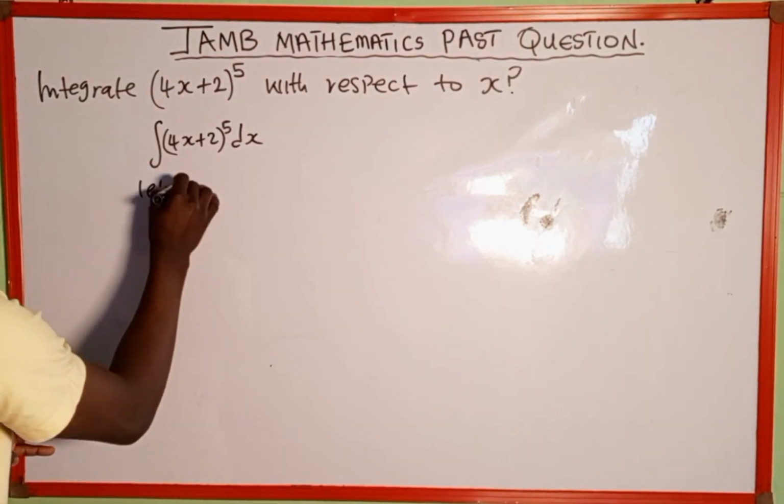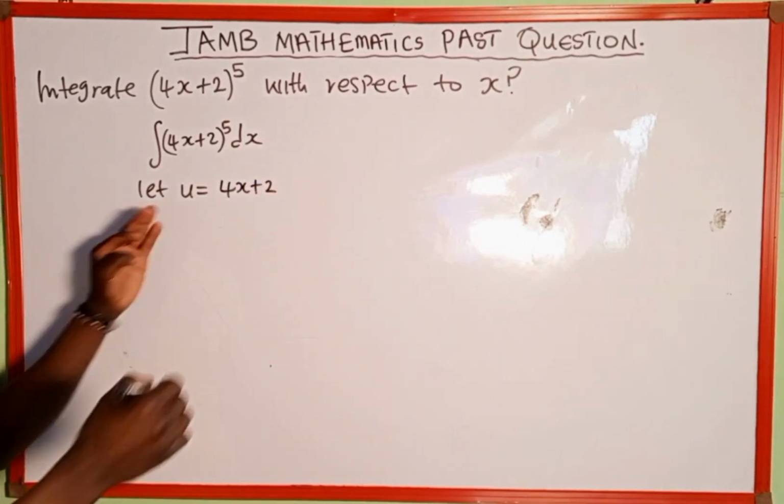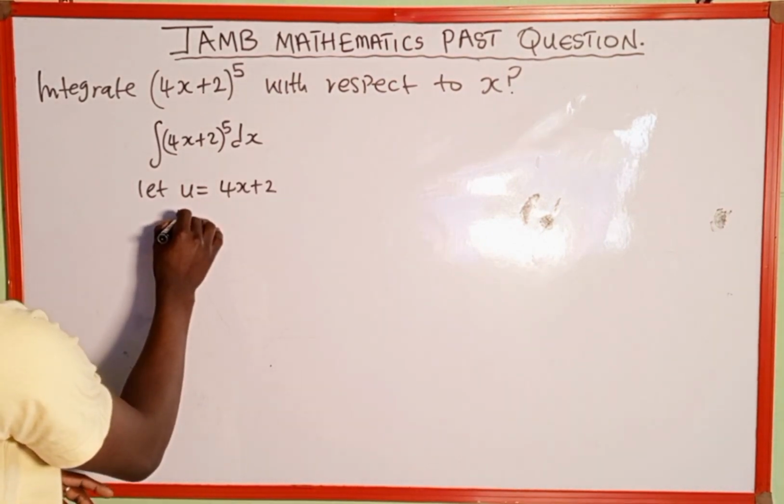We let u be equal to this bracket, which is 4x plus 2. Now we're going to differentiate both sides with respect to x. The derivative of u with respect to x is going to be what?